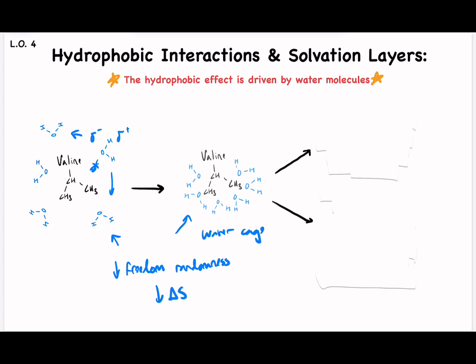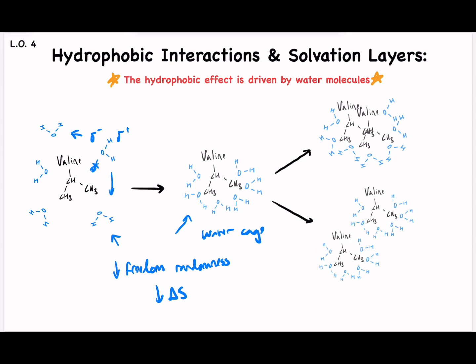So now let's pretend that instead of one valine, we have two valines. Well, there are two main possible ways that we can orient them in our example. We can put the valines on top of each other, like I've drawn here, or we can put the valines sort of far away from each other in solution. And so taking a look at both of these possible ways that we can orient the valines, we see that in method 1, which I'll just call this one up here, we just have one main water cage. But in method 2, which I've drawn down here, we have two water cages.